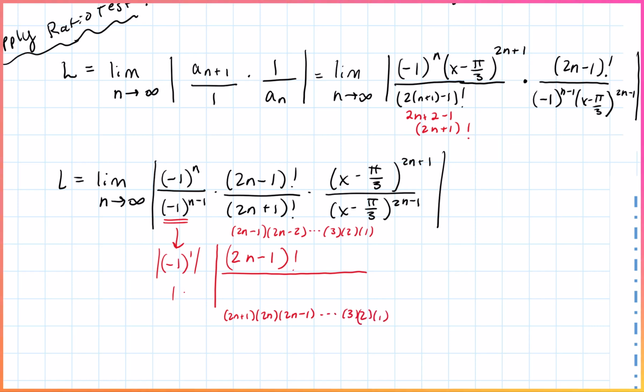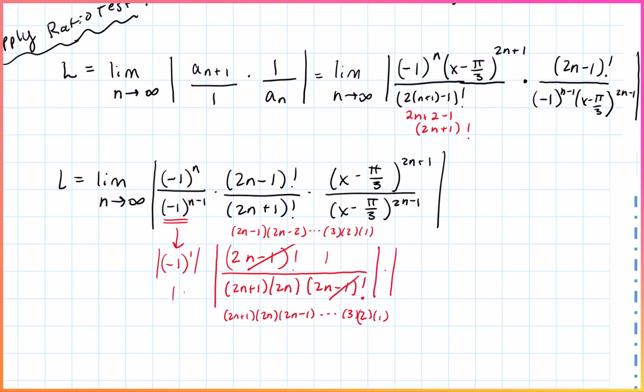Just a quick reminder on factorials. When the factorials have a difference of 2, that means the larger factorial has 2 additional factors. So that has 2n plus 1 times 2n, and then times 2n minus 1 factorial. So when I get my canceling there, the 2n minus 1 factorials are going to cancel, leaving me with a 1 in the top, and then a 2n plus 1 and a 2n in the bottom.